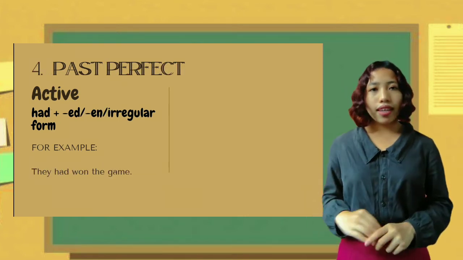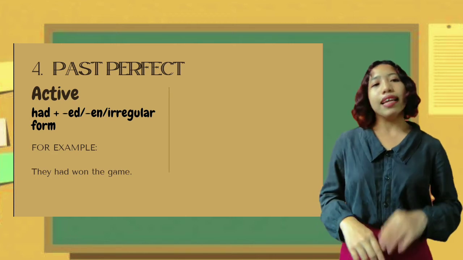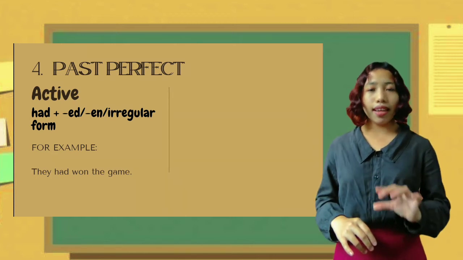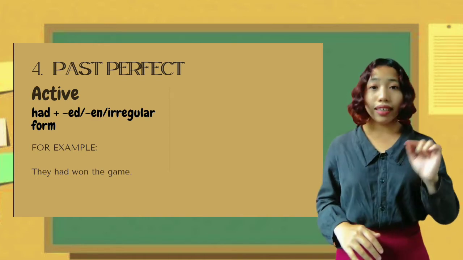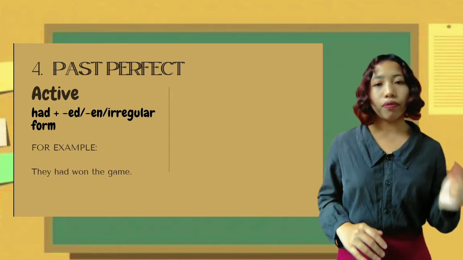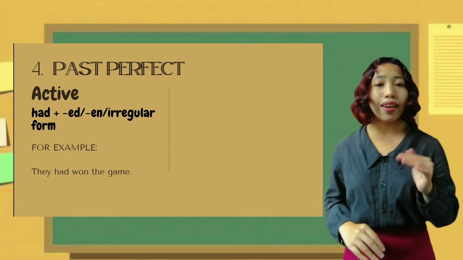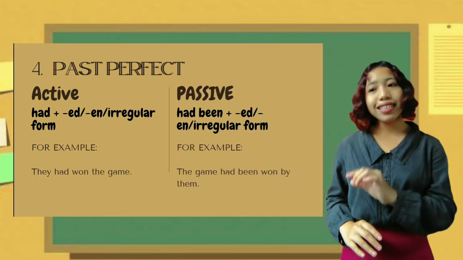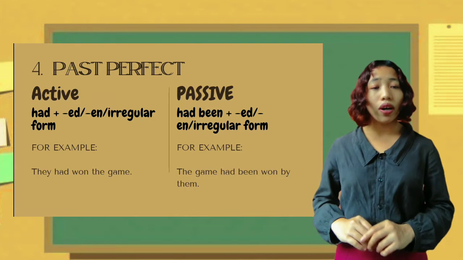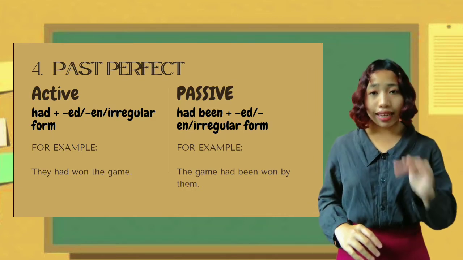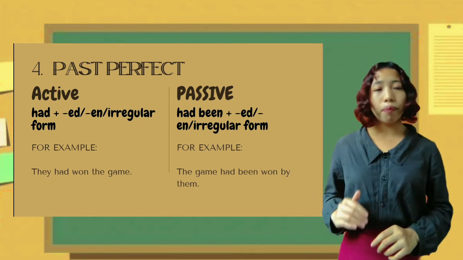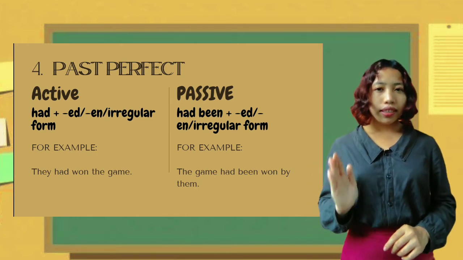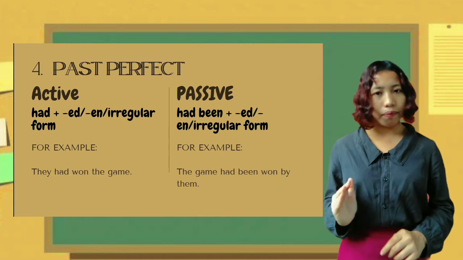The fourth one is the past perfect. In active, the verb is in the form had plus ed or en or irregular form. For example, they had won the game. In passive, the verb is in the form had been plus ed or en or irregular form. For example, the game had been won by them.